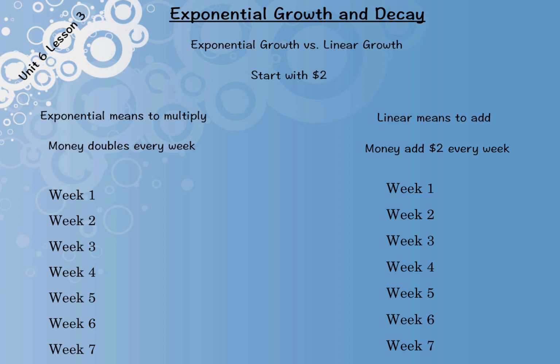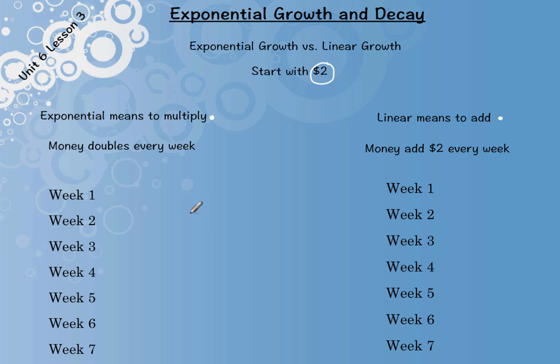We're going to get into some cool stuff with exponential growth and decay. So let's understand the difference between exponential growth and linear growth. So let's say you've got $2. Exponential means we're going to multiply, and linear means just to add. So that's why I started with money.